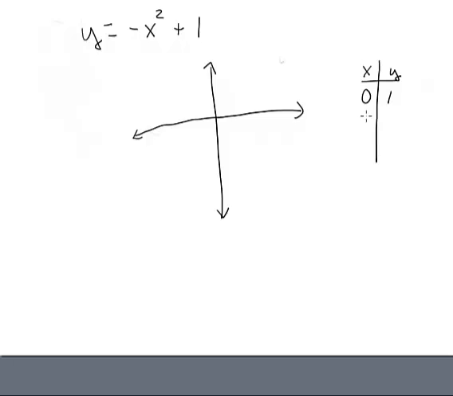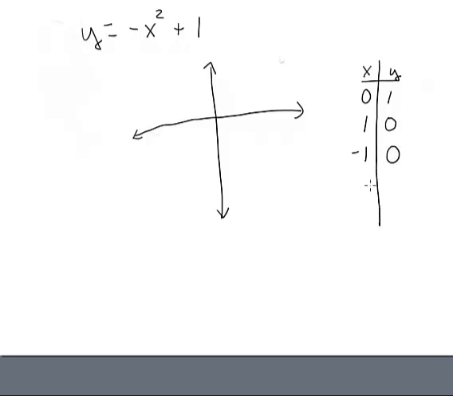If we try 1, we get negative 1 squared. Now that negative is out front. This is 1 squared, which is 1. So this is negative 1 plus 1, which is 0. I could try negative 1. Again, negative 1 squared is 1, and the negative is out front. Negative 1 plus 1 is 0.